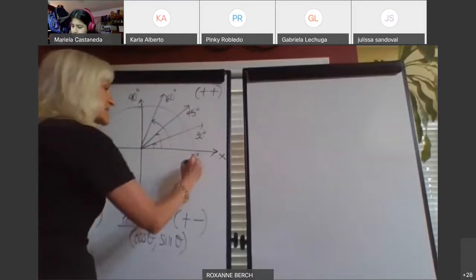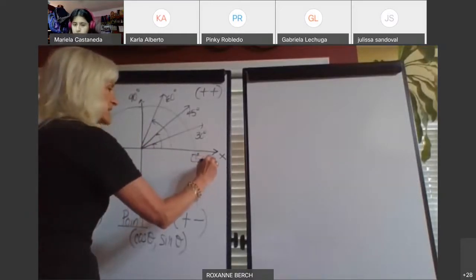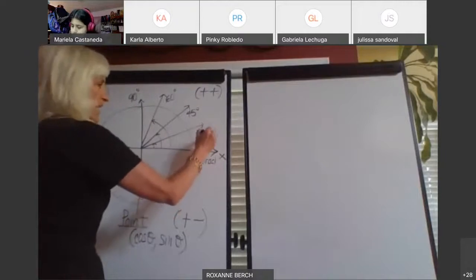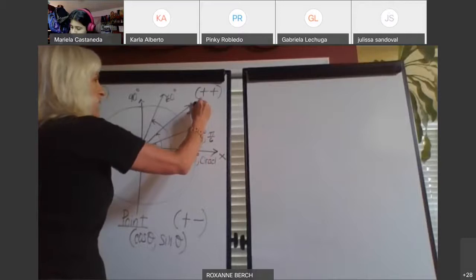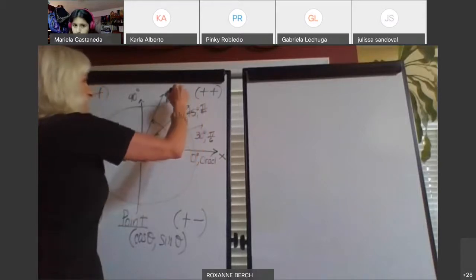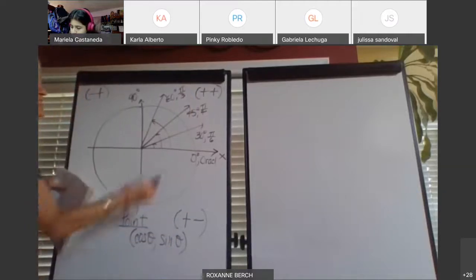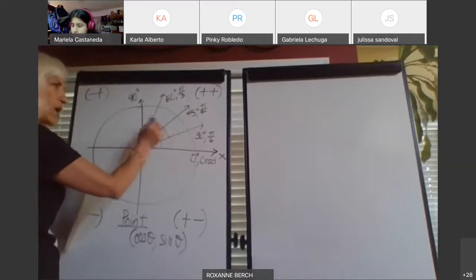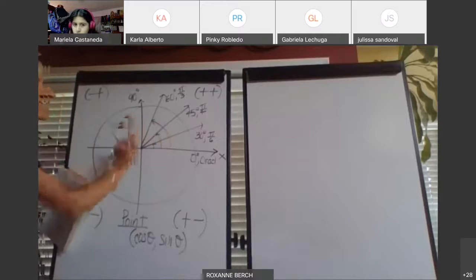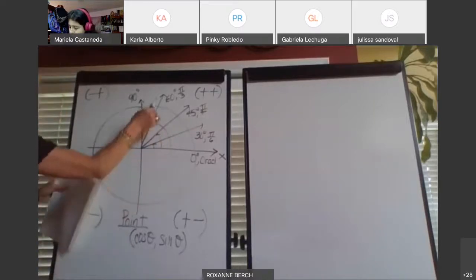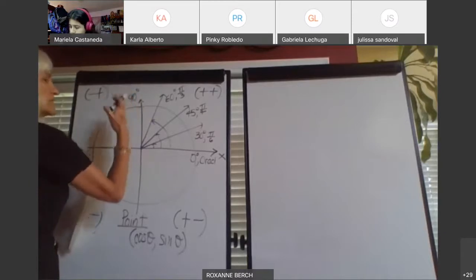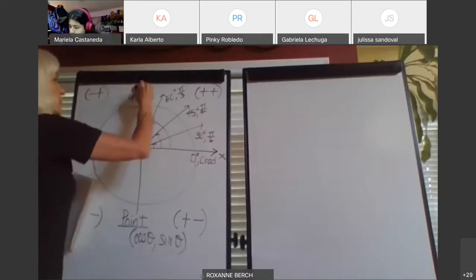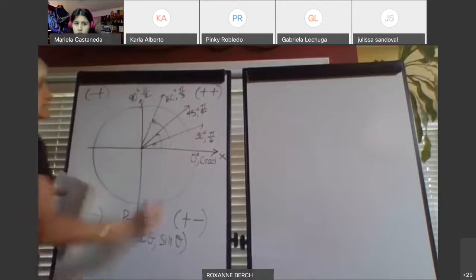In radians, we would have 0 radians. This would be pi over 6 radians. This would be pi over 4 radians. And this would be pi over 3 radians, because this first picture was divided into 6 parts, the second into 4 parts, and the third picture was divided into 3 parts. And of course, dividing pi in half would be pi over 2 radians.